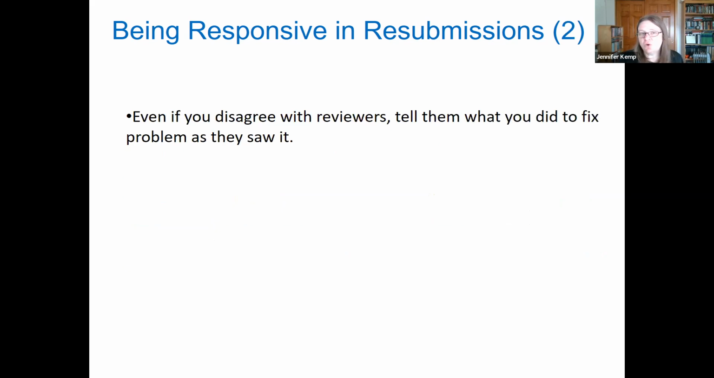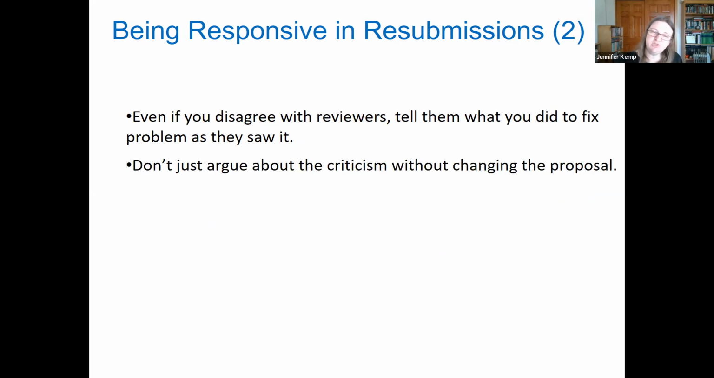Even if you don't agree with them, you should attempt to solve the problem as they saw it, and then tell them what you did to fix this problem. So whatever they identified in your grant, fix it, find a workaround, eliminate it, change it, do something to fix what they viewed as a problem. And don't just argue about the criticism without changing the proposal.